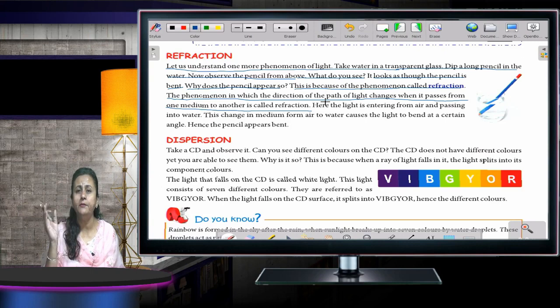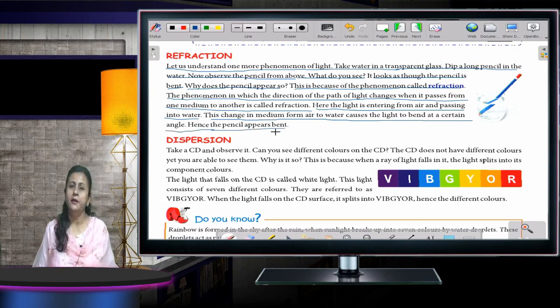In case you take a glass and put a pencil in that, what will you find? When you see the pencil, you will find it is somewhat bent, and the part which is in the water appears somewhat thicker. Hence, the light is entering from air and passing into water. This change in medium from air to water causes the light to bend at a certain angle. Hence, the pencil appears to be bent.